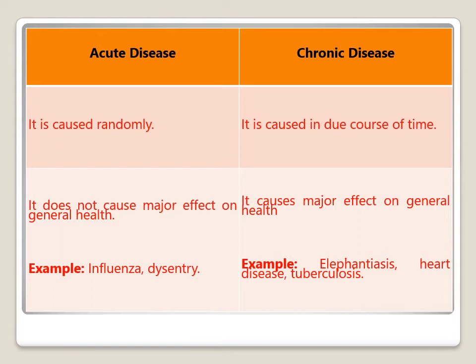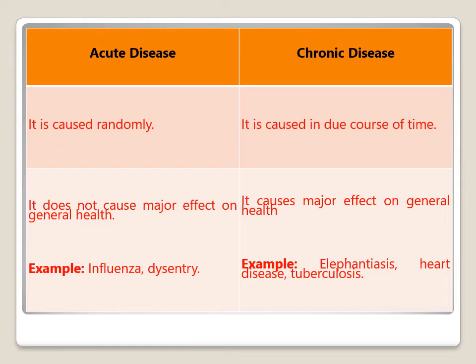Now, let's come to types of diseases. There are two types of diseases according to the time period: acute disease and chronic disease. Acute disease is a short-term disease, whereas chronic disease takes a pretty long time. Acute disease is caused randomly. Suddenly, somehow one gets this disease, but chronic disease is caused in due course of time. Very slowly it will happen.